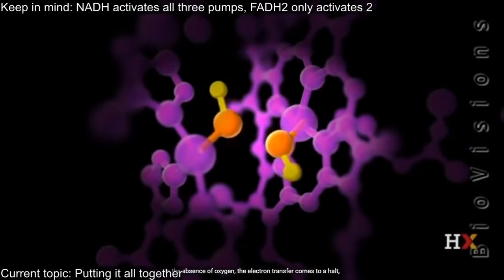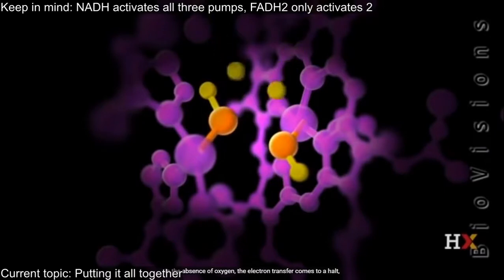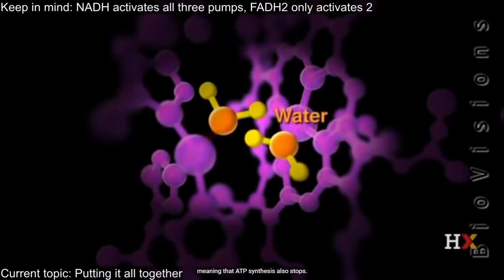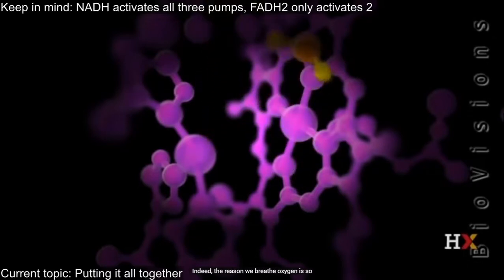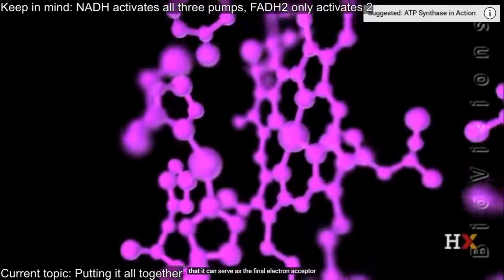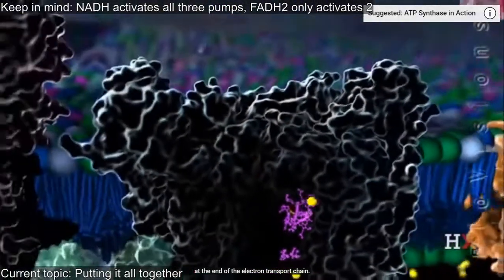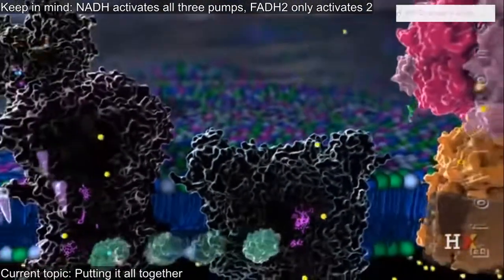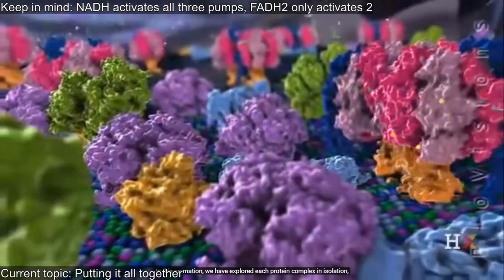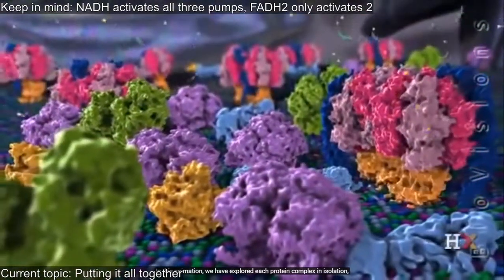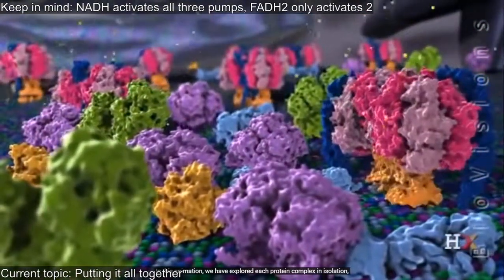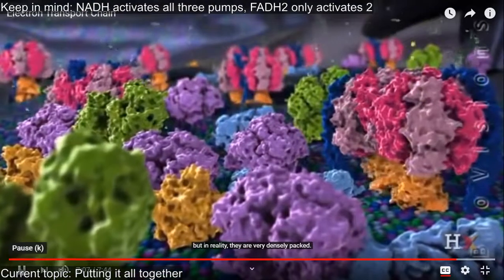In the absence of oxygen, the electron transfer comes to a halt, meaning that ATP synthesis also stops. Indeed, the reason we breathe oxygen is so that it can serve as the final electron acceptor at the end of the electron transport chain. In this animation, we have explored each protein complex in isolation, but in reality they are very densely packed.